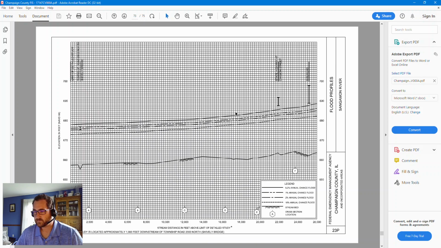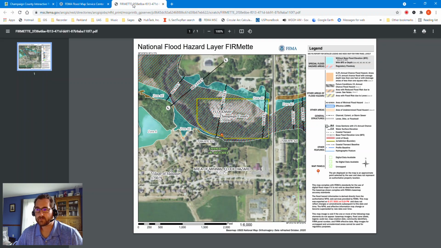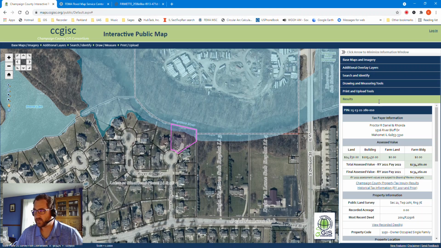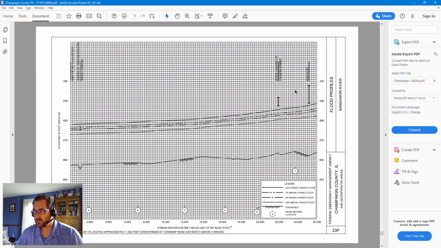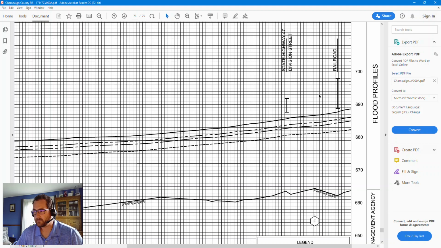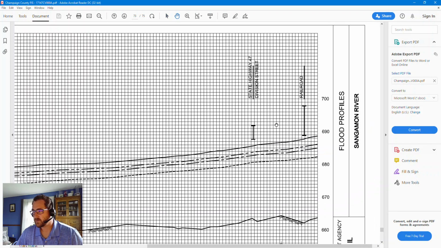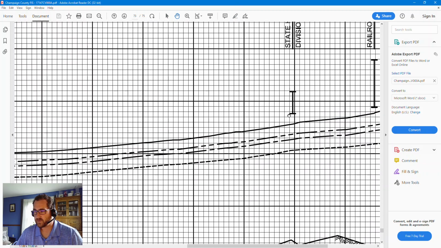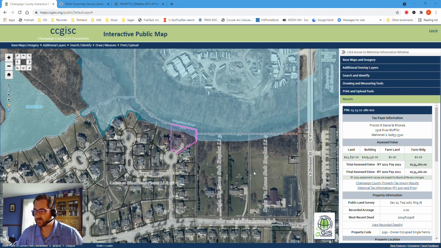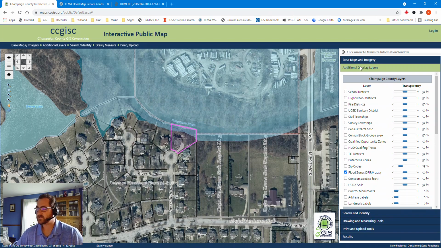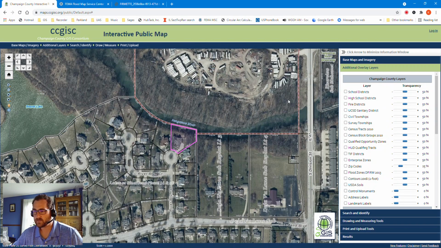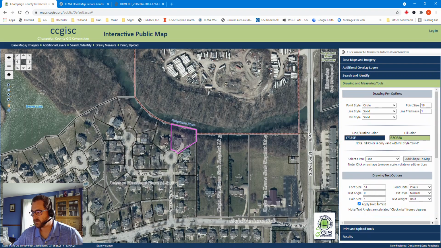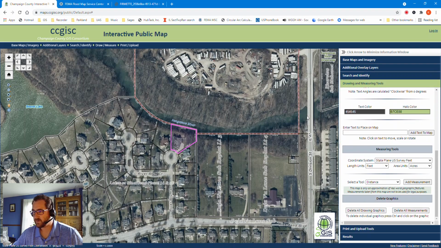There we go. Okay. Now the next move is I'm actually going to jump back over to the GIS, and here's why. As I look at the flood insurance study, it tells me that State Highway 47 or Division Street occurs right here, and I'm going to use that as my landmark. And the reason I do that is because this property is right along 47, or near 47, I should say. So for simplicity, I'm going to turn that off. I'm going to go and I'm going to interpolate.